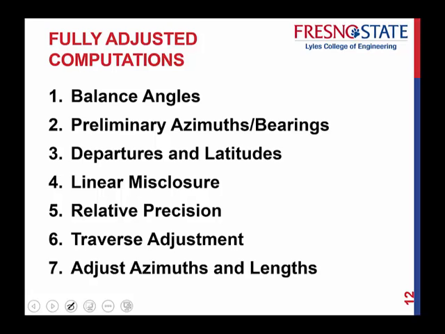Number two is we want to create our preliminary azimuths and bearings. And the reason we call it preliminary is because, remember, we're making a full adjustment here. We balance the angles, and in the end, there's going to be a slight adjustment inside there. So to make that adjustment, we need to first figure out what it is. But to do so, you need preliminary azimuths. And then in the end, you're going to see that we'll get new ones.